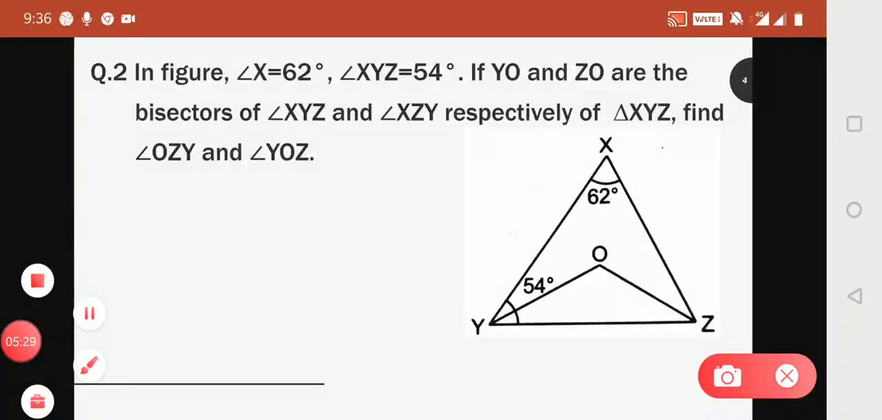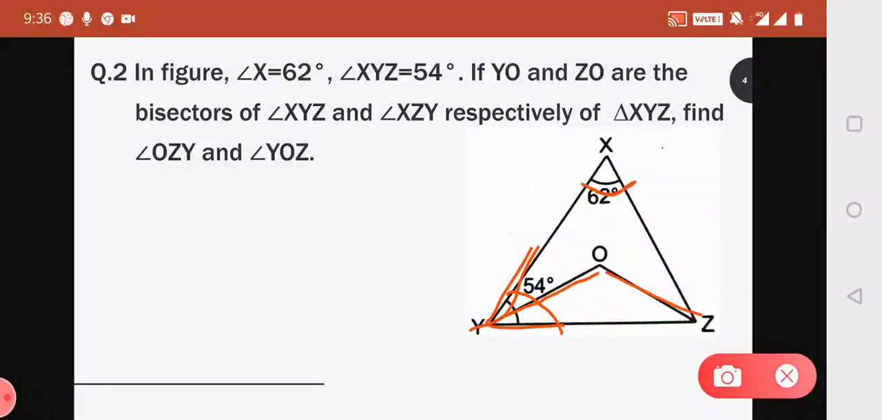According to the question, this whole angle is given as 62 degrees. Again XYZ, this whole angle, is given as 54 degrees. These two are bisectors, that is YO is the bisector of this angle and ZO is the bisector of this angle, that is XZY. Once again, a bisector divides the given angle into two equal parts, into two equal measurements.